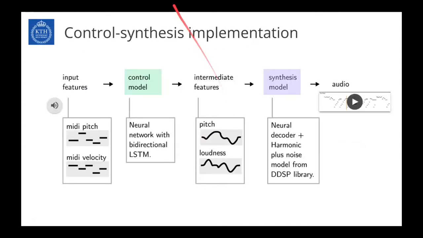Our control model uses a bidirectional LSTM to transform MIDI pitch and velocity into continuous pitch and loudness contours. The synthesis model, which comes directly from the DDSP library, then transforms these contours into audio. So let's listen to a short example here. So here we synthesize this MIDI clip with sine waves.